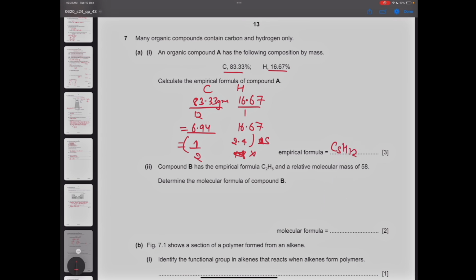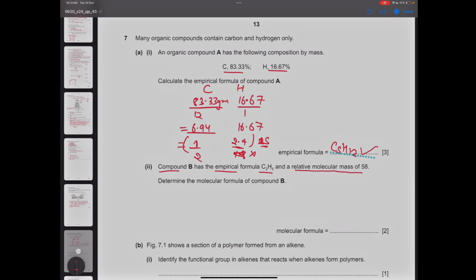Alright, you just do hit and trial, multiply with 1. If a decimal is coming directly, then it is not right. Then when I multiplied with 5, a whole number is coming for hydrogen, so this is the answer. Alright, now compound B has the empirical formula this much. Relative molecular mass is this much. Now just think about it.